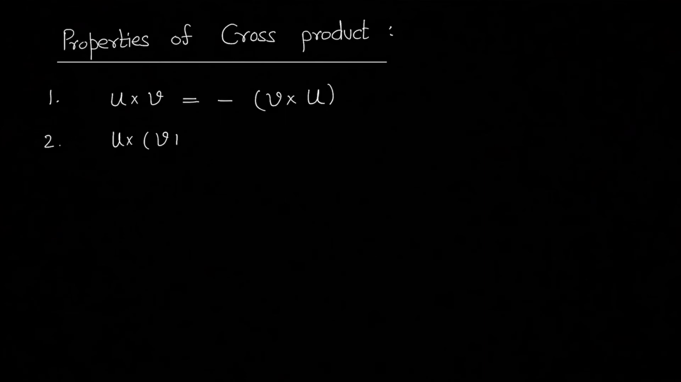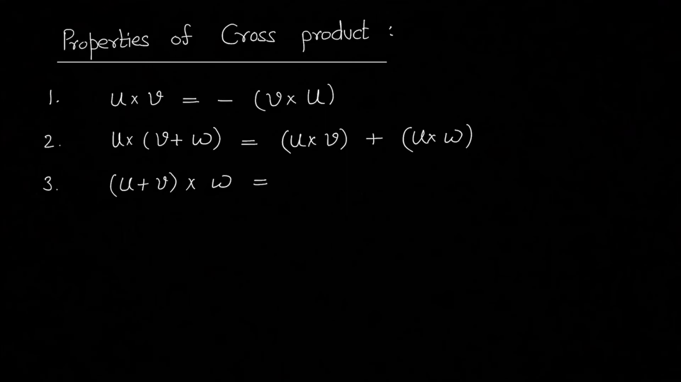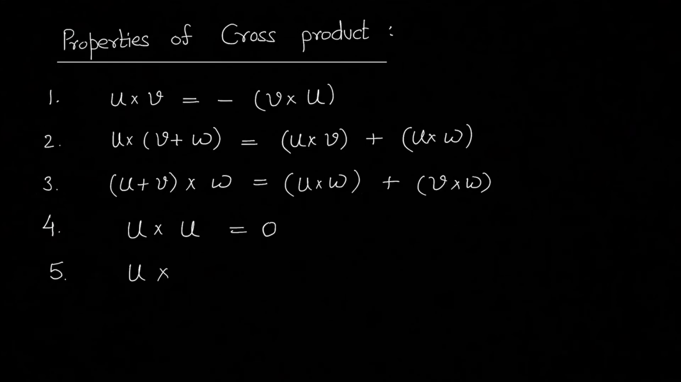The second property is that the cross product is distributive over addition. That means the value of u cross (v plus w) will be the same as u cross v plus u cross w. The third property is that the addition of vectors is distributive over cross product. It means (u plus v) cross w is the same as u cross w plus v cross w. The fourth property is that the cross product of a vector with itself comes out to be 0. We have already seen it before. And the fifth property is that the cross product of any vector with a 0 vector gives you 0, and it will be the same as 0 cross u.